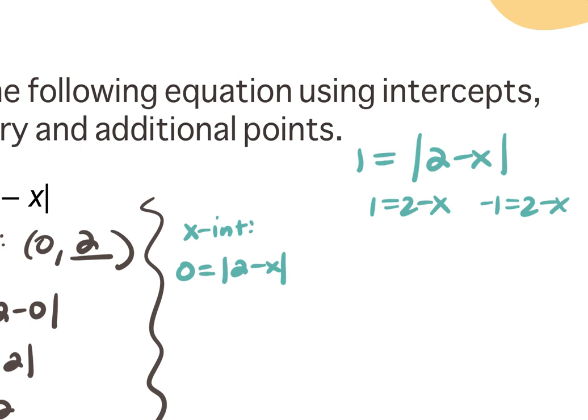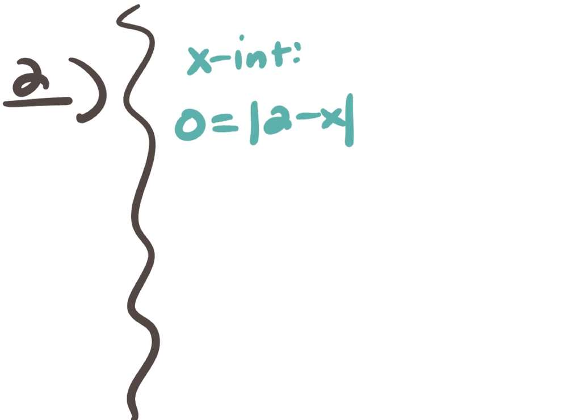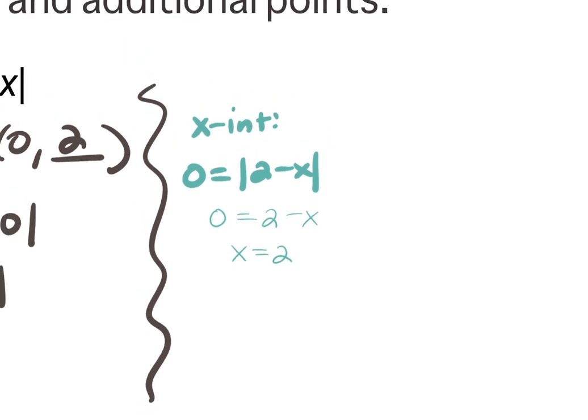Yes? Okay. But we have 0. Is there such a thing as plus or minus 0? No. So I simply ignore the absolute value bars, and I say 0 equals 2 minus x, so x equals 2. And that coordinate point is (2, 0).